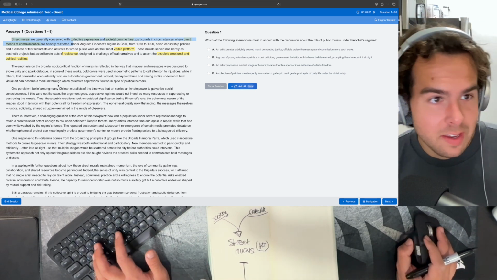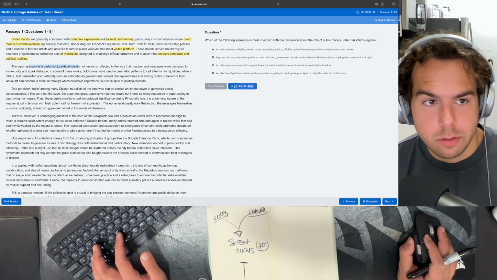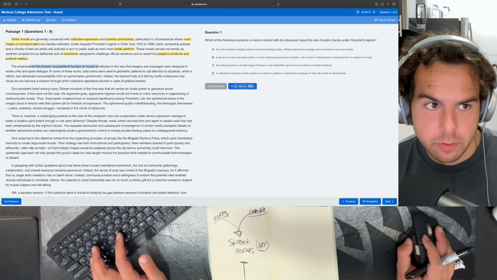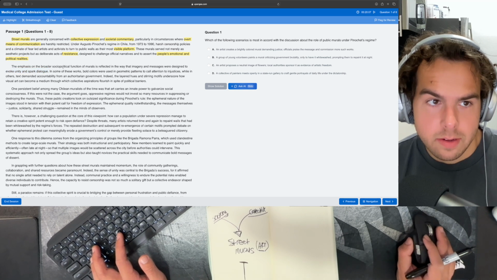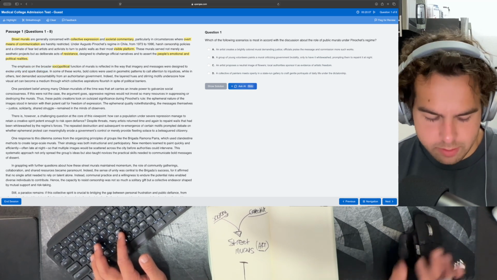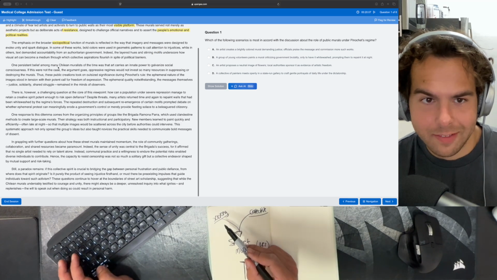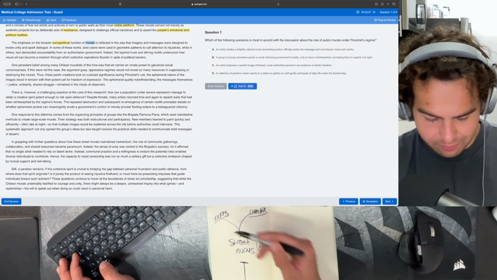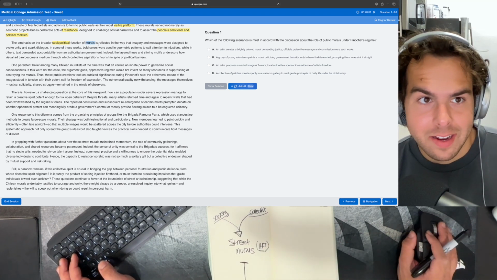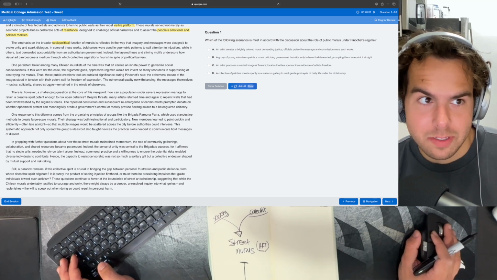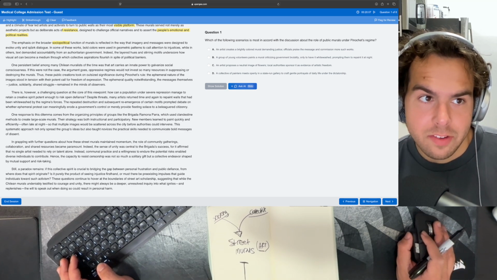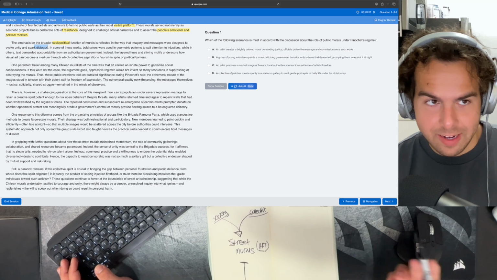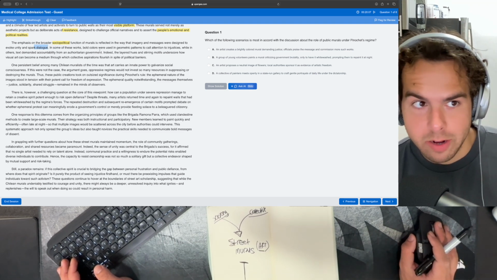Let's keep going. The emphasis on the broader socio-political function of murals is reflected in the way that imagery and messages were designed to evoke unity and spark dialogue. Once again, we're seeing a pattern here: socio-political, a function of murals. They even say it's a function of murals. It's reflected in the way imagery and messages were designed to evoke unity and spark dialogue, which is certainly a function of society and collectivism, like collective thought, at least.